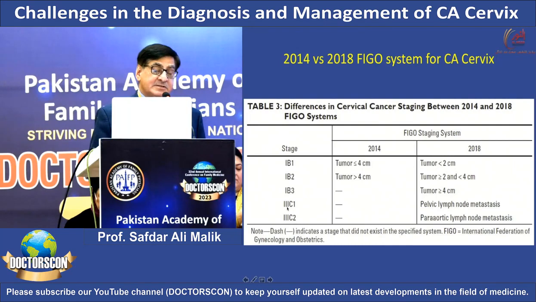Similarly, stage 3, C1 and C2, it was involving both the pelvic lymph nodes and the para-aortic lymph nodes. But now, if it is limited to the pelvic lymph nodes, that's a 3C1. And if it involves the para-aortic lymph nodes, that is 3C2.